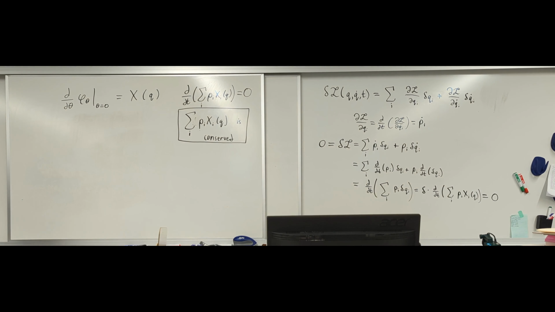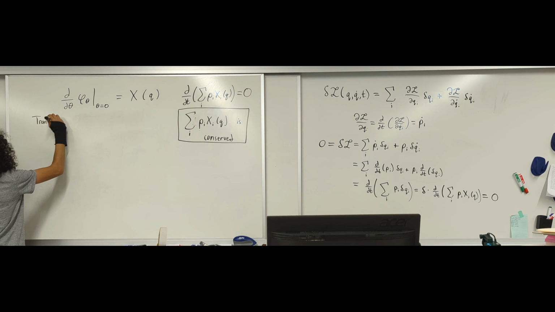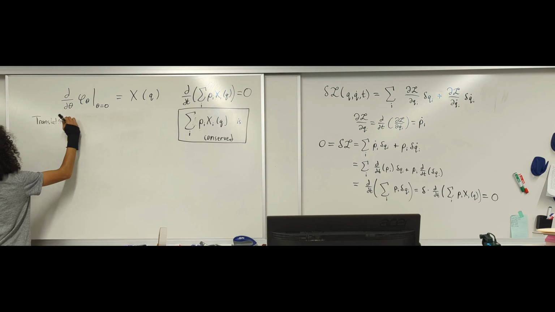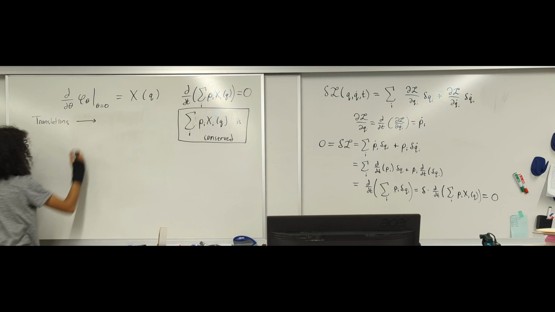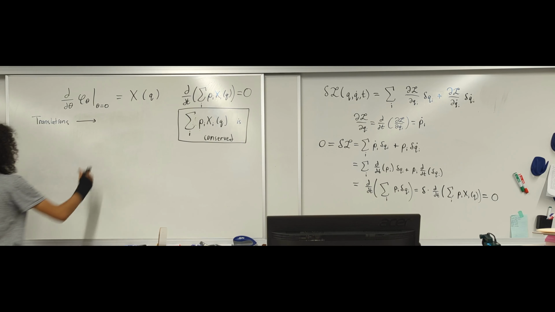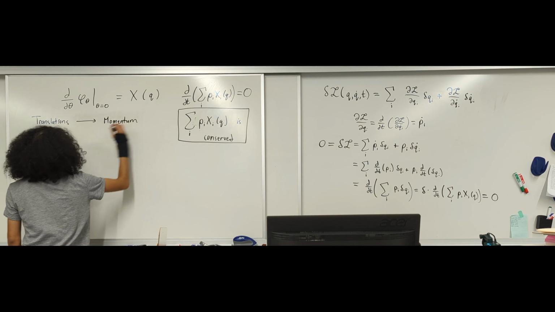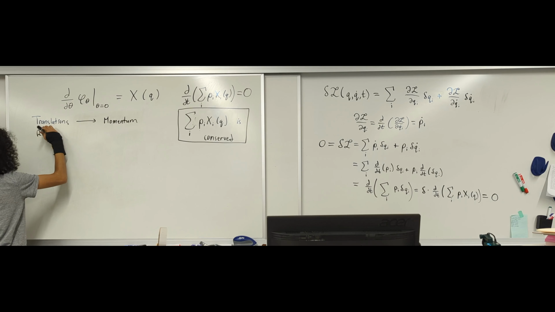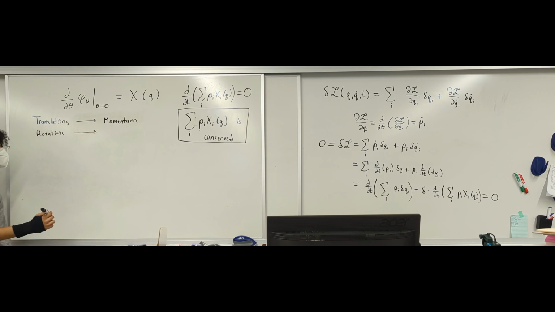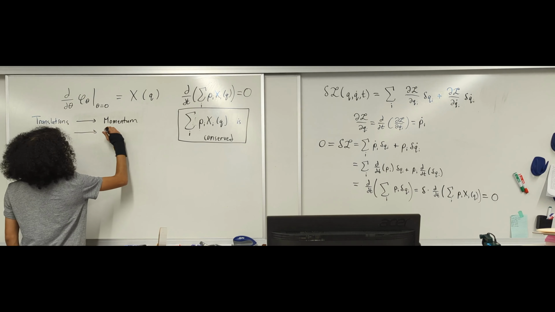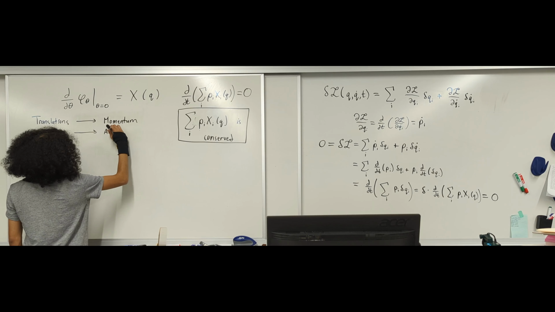Right. So we found that translational symmetry, so translations, produce conservation of momentum, right? So there's this connection between translations and momentum. And then rotational symmetry resulted in conservation of angular momentum. I'll just write the whole thing out.